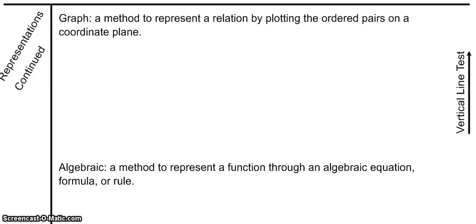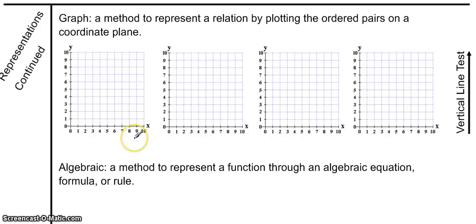Next, let's talk about graphical representations. Graphs are methods to represent a relation by plotting the ordered pairs on a coordinate plane. We're going to do a couple examples here, so let's quickly sketch out 4 blank coordinate planes, 4 blank graphs. Typically, we call our horizontal or x-axis the axis of the inputs, and our y-axis or this vertical axis will be for the outputs.